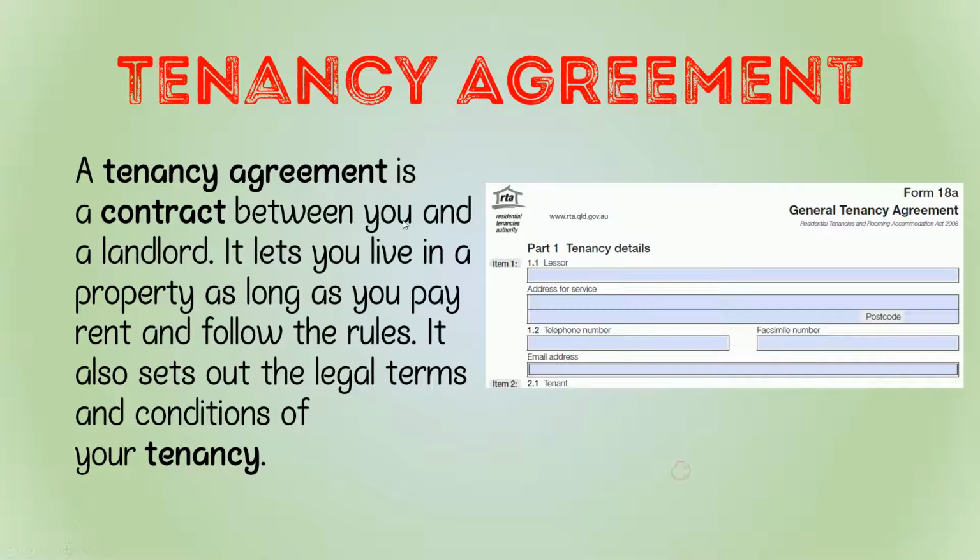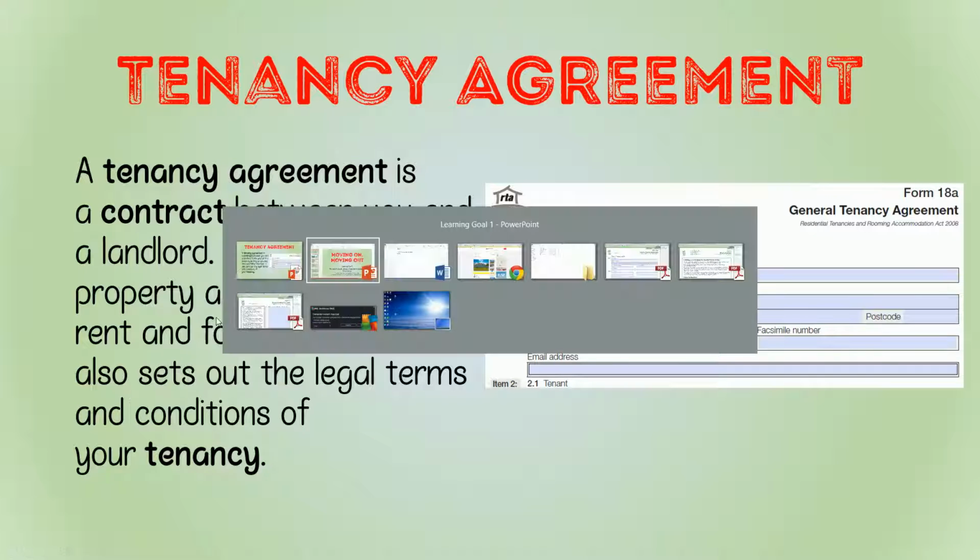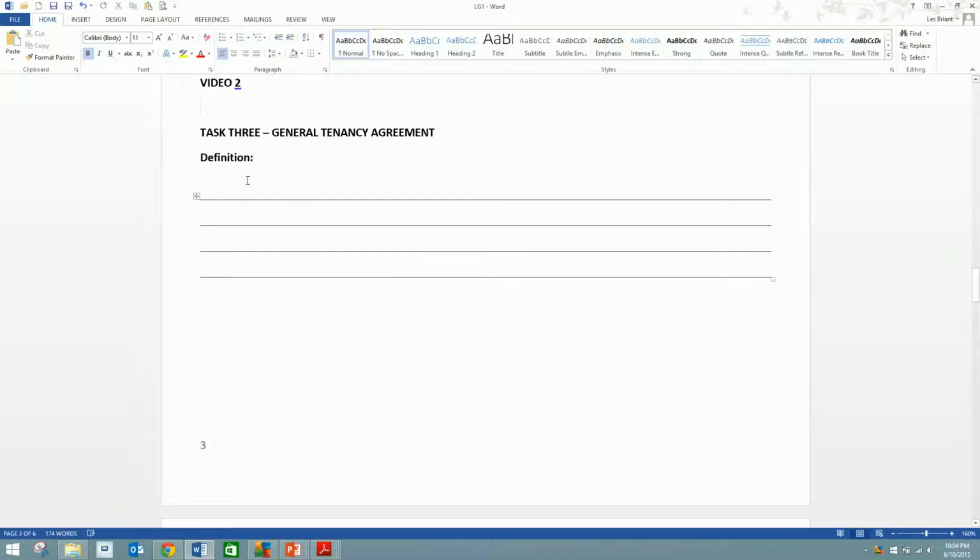Okay, so a general tenancy agreement. A tenancy agreement is a contract between you and a landlord. It lets you live in a property as long as you pay rent and follow the rules. It also sets out the legal terms and conditions of your tenancy. So you can pause now and record the definition in this space here.